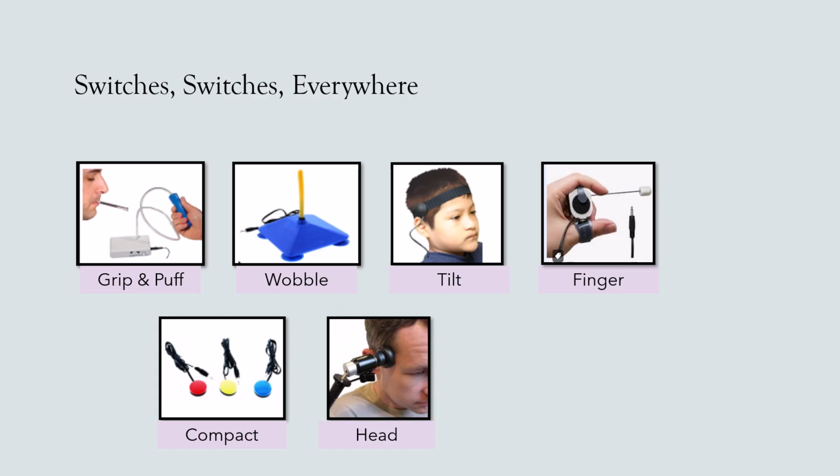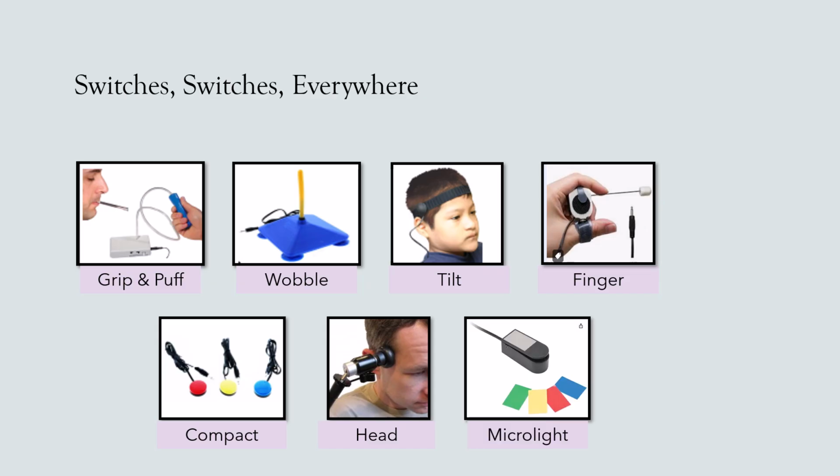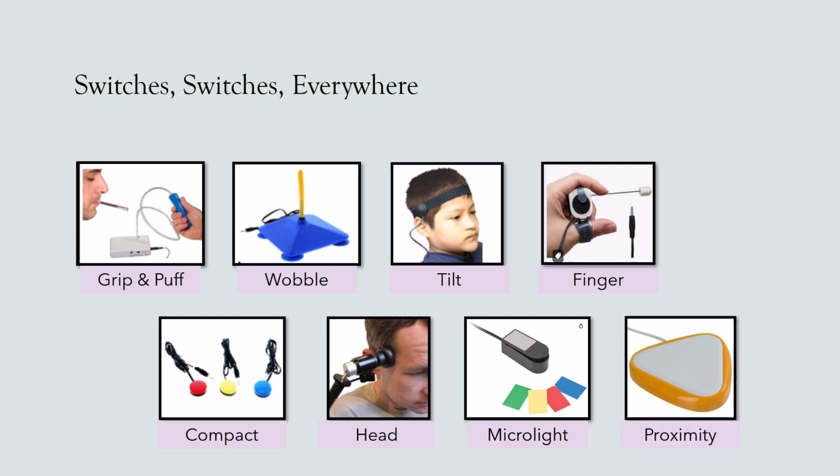There is a head switch, easily activated by a light touch. Little microlight switches require the tiniest pressure to activate. And we have proximity switches, where you don't have to actually touch the switch. You just have to get near it. This one is a candy corn switch from AbleNet. It is designed for individuals with limited fine motor skills, low vision, or other challenges that make traditional switches difficult to use.